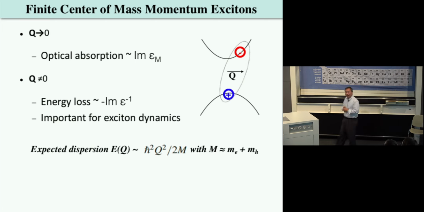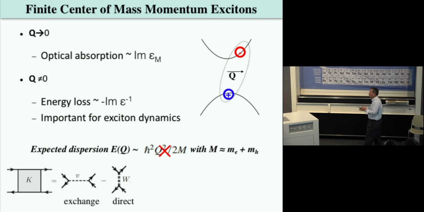Another very interesting effect that we find is regarding the dispersion of excitons in this system. So far, because we're only looking at optical spectroscopy, we look at excitons with Q going to 0. But of course, Q not equal to 0 excitons exist. You could measure them using different techniques, and they're very important in understanding other properties like exciton dynamics.